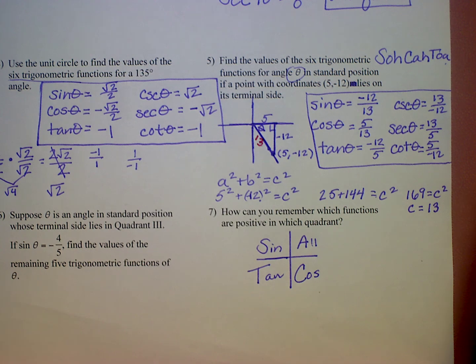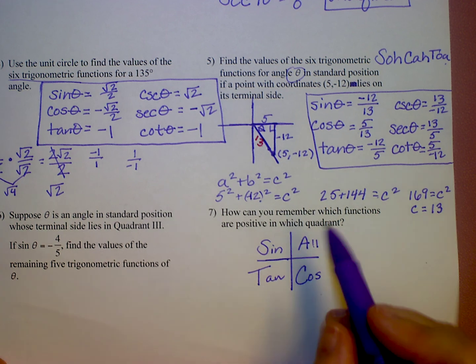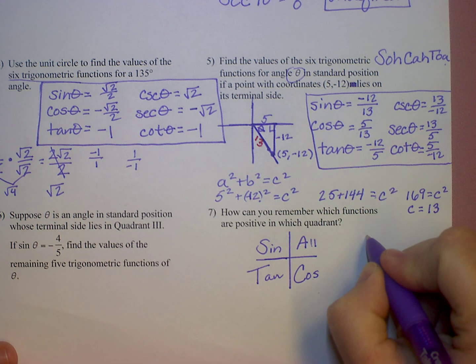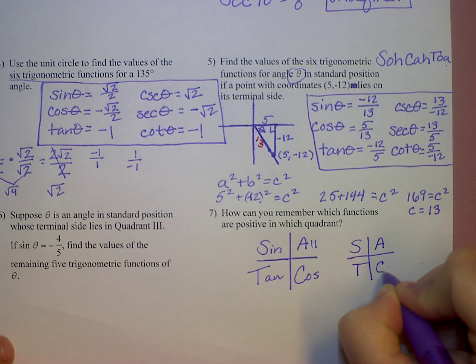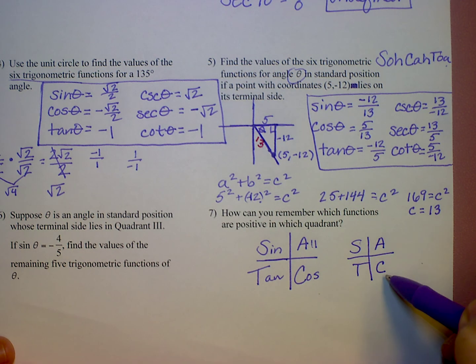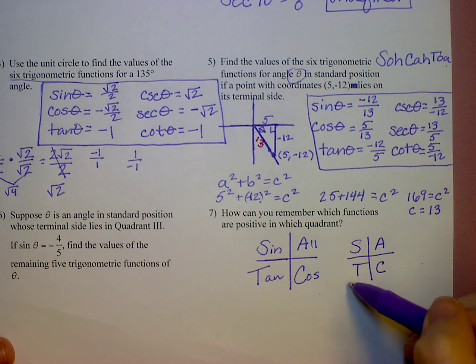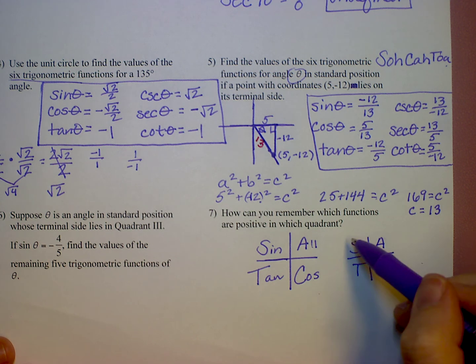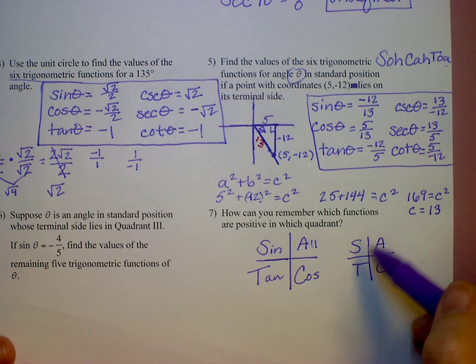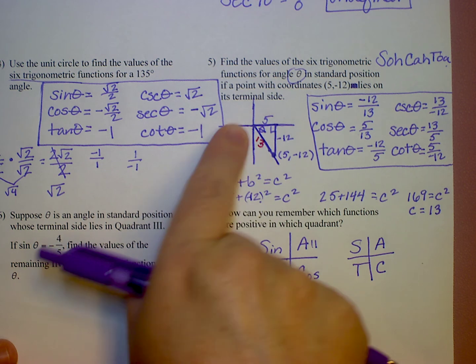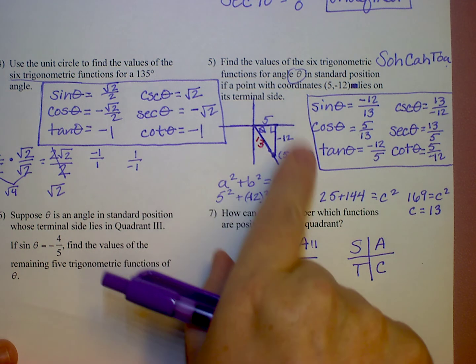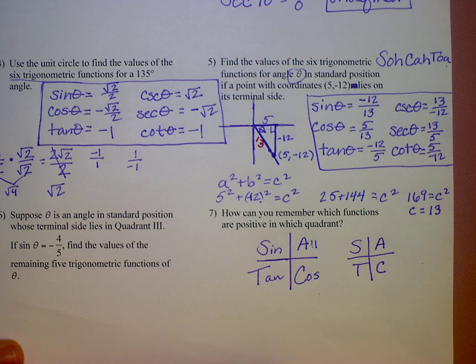So, how can you remember which functions are positive in which quadrant? Well, we have this. And I've seen many different ways of memorizing this. A, S, T, C. If you go in quadrant order, some people think all students take calculus or all students talk crap, something like that. But that can help you remember what's positive in what quadrant if you don't have the actual values to see where it's at. Does that make sense? So that's just kind of a shortcut to see what's positive where.